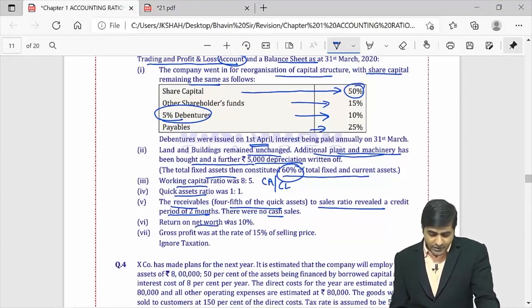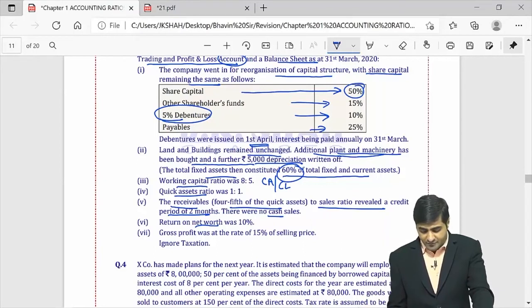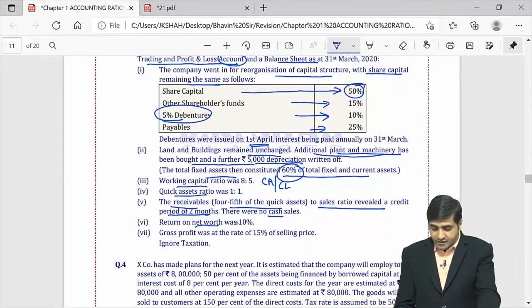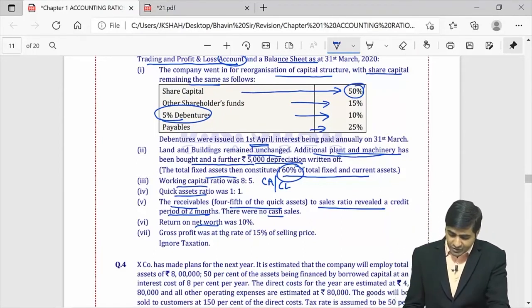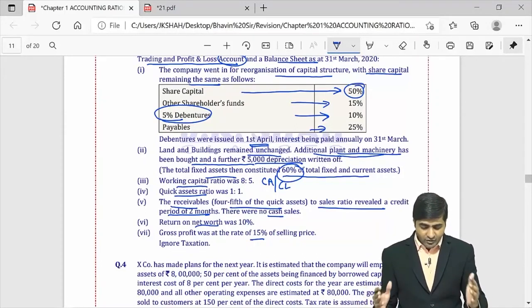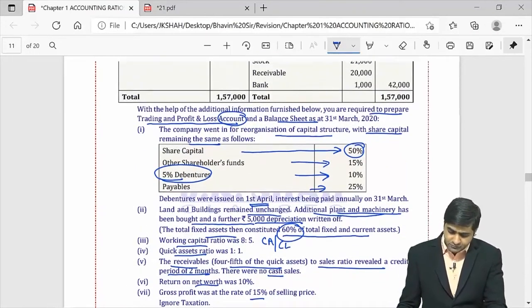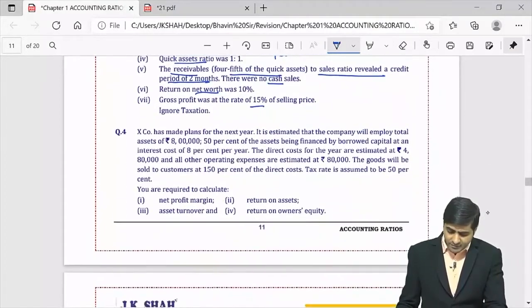Return on net worth, your net worth here means your equity shareholders funds. There are no preference shares in this particular question. Whatever is your net worth, you multiply that by 10%, we'll be getting the net profit for equity shareholders. Then my dear students, we are having gross profit ratio, which is at the rate of 15% of the selling price. So that will help you to actually calculate your COGS, and then you can just reconfirm and check whether your stock turnover ratio, etc. is getting matched or not. So with this, my dear students, now your question number 3 also gets completed.